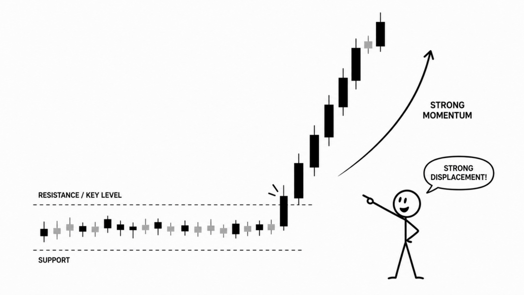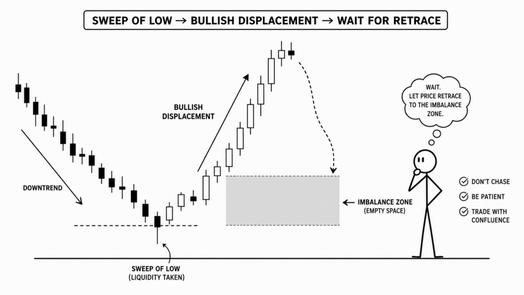Now let's talk about displacement. Displacement is essentially a strong, decisive movement away from an area, often represented by large candles and a rapid breakthrough of nearby structure. It gives us evidence that one side of the market may have gained significant short-term control. For example, price might sweep a low and then suddenly move upward with 3 or 4 strong bullish candles. Rather than chasing those candles, we can wait for price to retrace toward a logical area created during the impulsive move. One concept traders often use here is the fair value gap or imbalance.